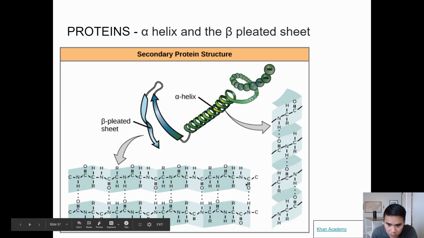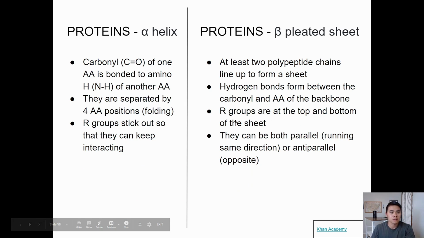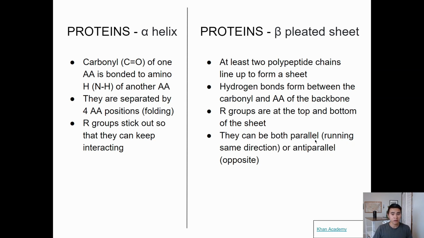So the different types of interaction, this one's coiling, this one is not necessarily coiling, but it's forming like two different sheets almost. Like parallel, they run parallel. And I think I said that too, yep. Okay, so for the beta sheet, they can be parallel, but one important thing is that they can be both parallel and anti-parallel. So anti-parallel means that they're running in opposite directions.